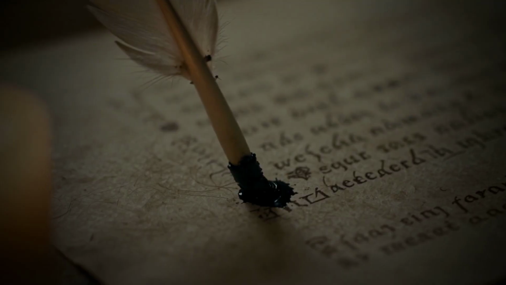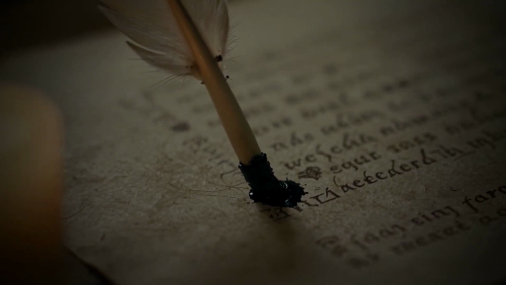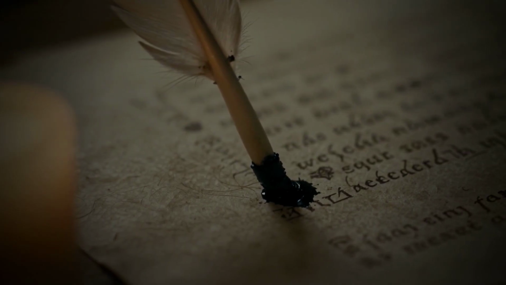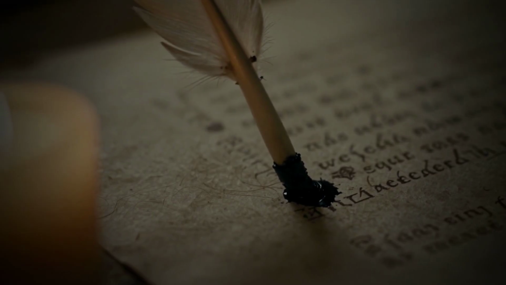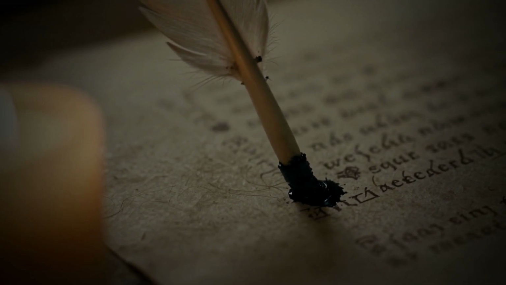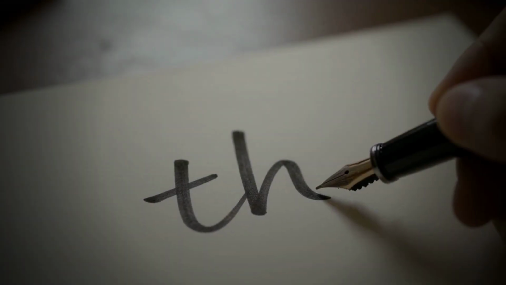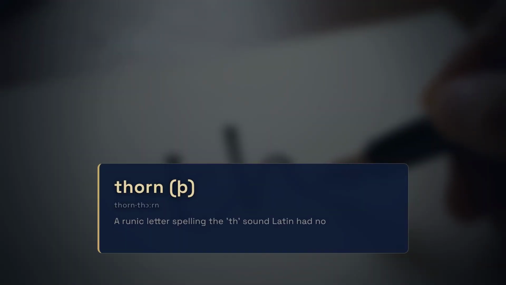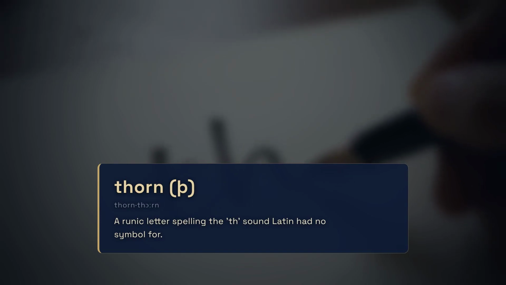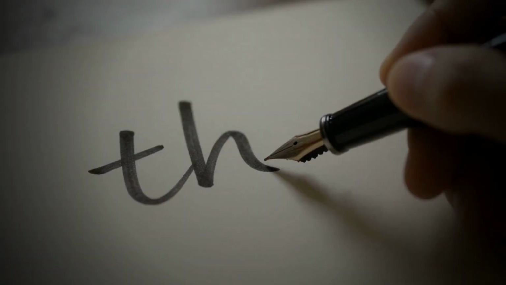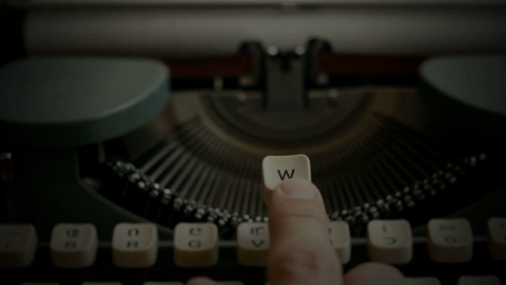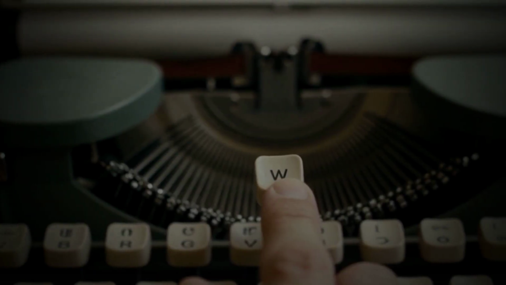And yet nothing was truly lost. The letters vanished, but the work they did survived, scattered across the language as fingerprints. Every "th" is still doing the exact job that thorn and eth once did, spelling a sound Latin never had a symbol for. Every "w" still carries Wynn's origin in its name and its shape, two letters fused into the memory of a rune.